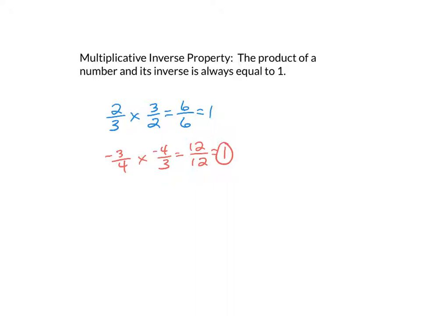How about if you just have a number that's not a fraction, but you have just the whole number 6? What's the inverse of 6? Well, 6 can be written as a fraction. I could write it as 6/1. The inverse of 6/1 is 1/6. And once again, if I multiply those across, I do get 6/6, which is equal to 1.